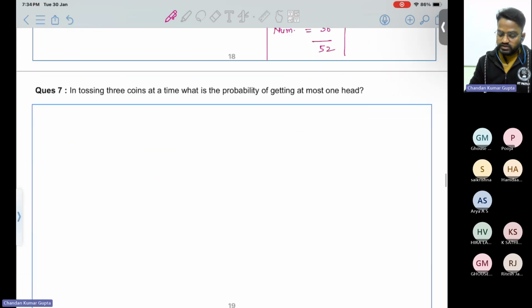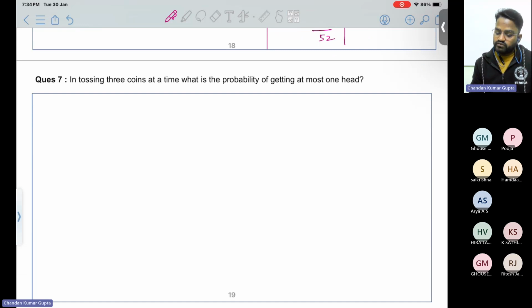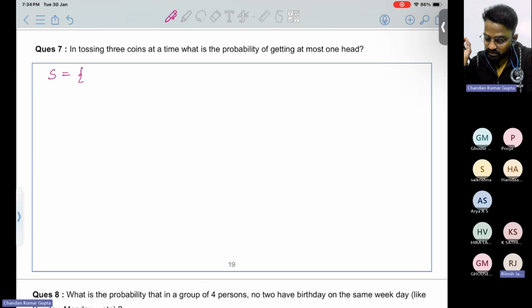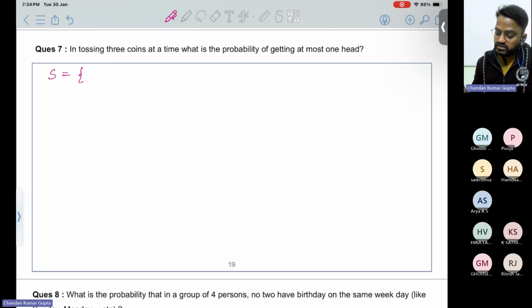Okay. Now next: in tossing 3 coins at a time, what is the probability of getting at most one head? Okay, it's a very simple question actually. So first, what is the sample space for this, and the number of elements in the sample space? What is the number? 8, exactly. How? Because when we toss a coin, there are two possibilities, and we toss 3 coins. That means 2 to the power 3, that is 8.